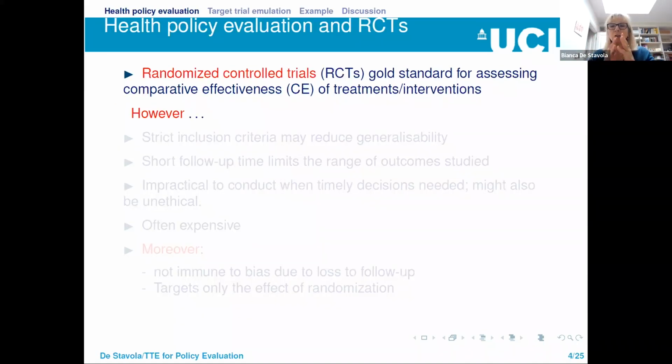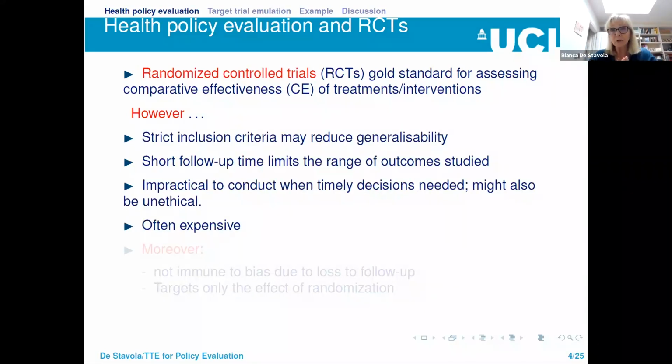So, health policy evaluation and how to deal with it. It's often said that well-conducted randomized trials are the gold standard for causal investigation, in particular when you want to compare the effectiveness of treatments, in pharmacoepidemiology, or interventions, as we do in public health very often. And although this is stated as a gold standard, there are several limitations to using randomized controlled trials as an approach to answer questions of comparative effectiveness.